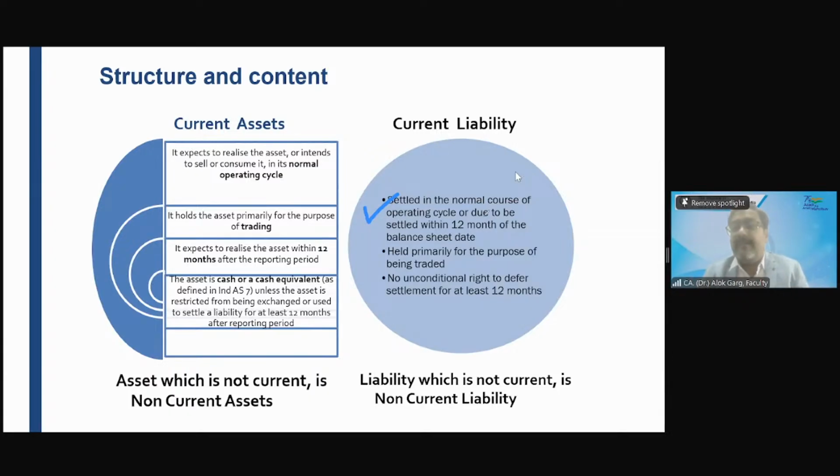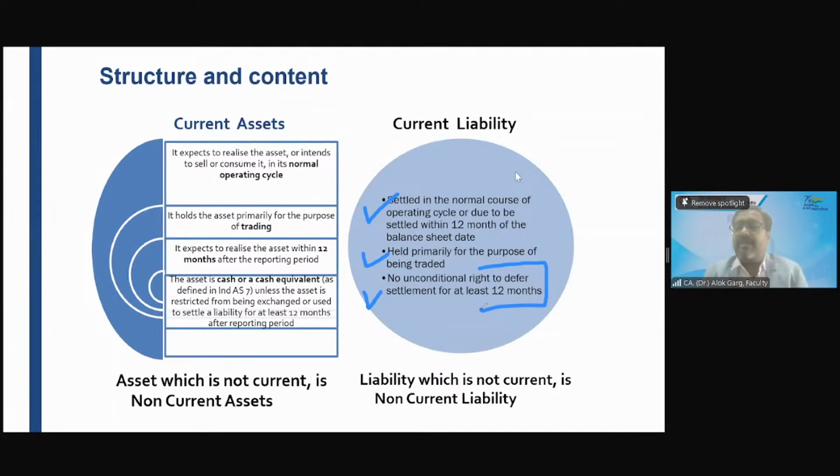Number 2, the liability which is held primarily for the purpose of trading. What kind of liability? Derivative liability. For example, the company has a derivative liability and the company is trading on those derivative liability. It is also considered as current liability. The third item is very important, and the question comes around the third item normally.